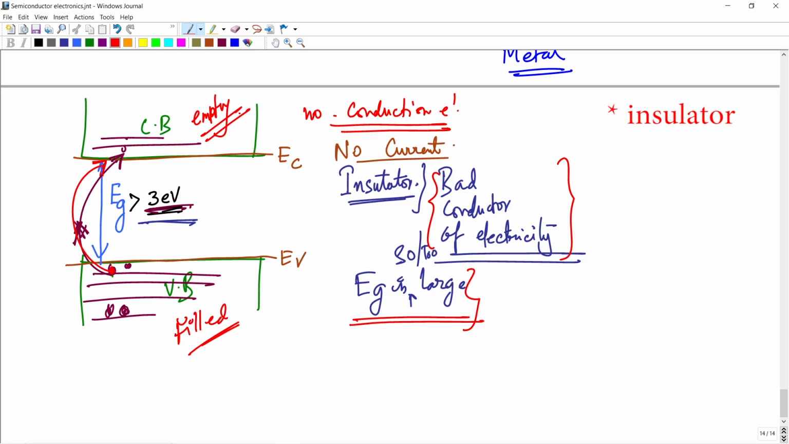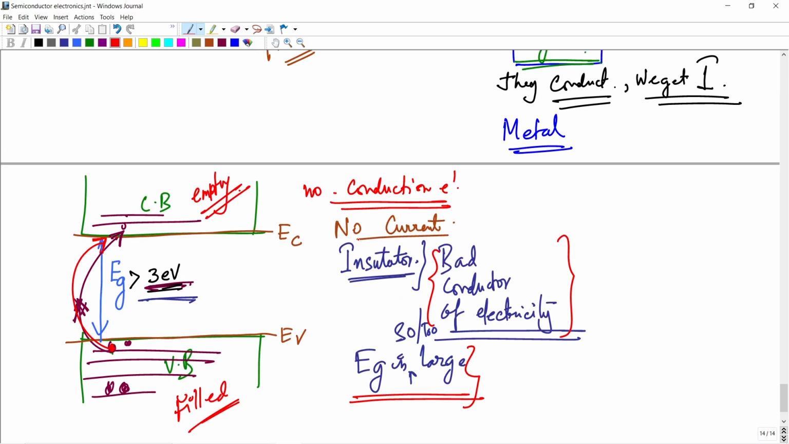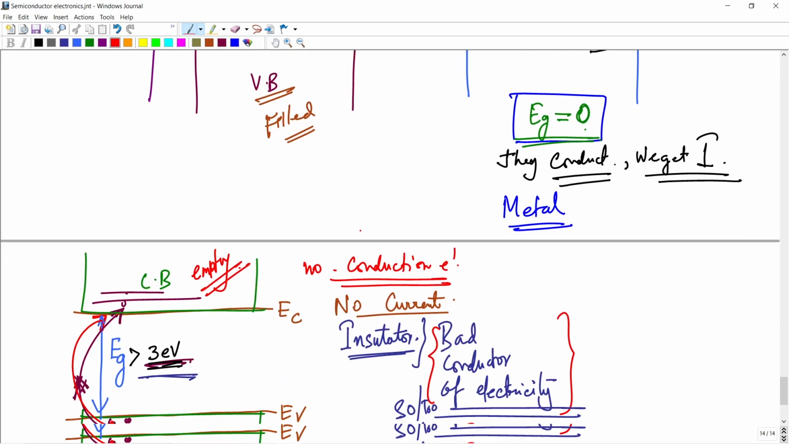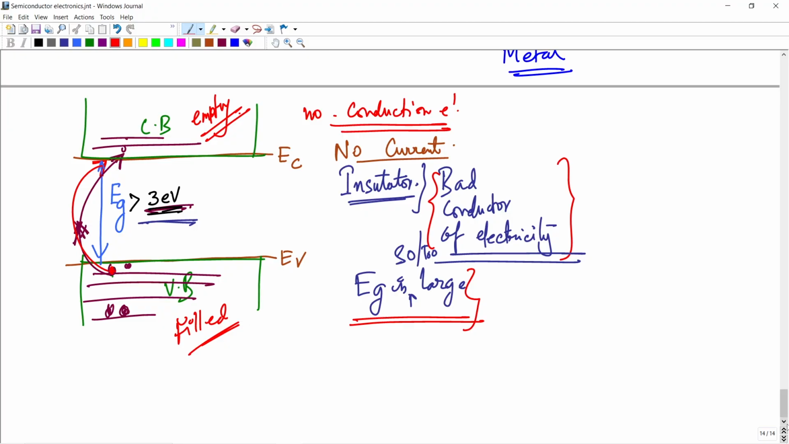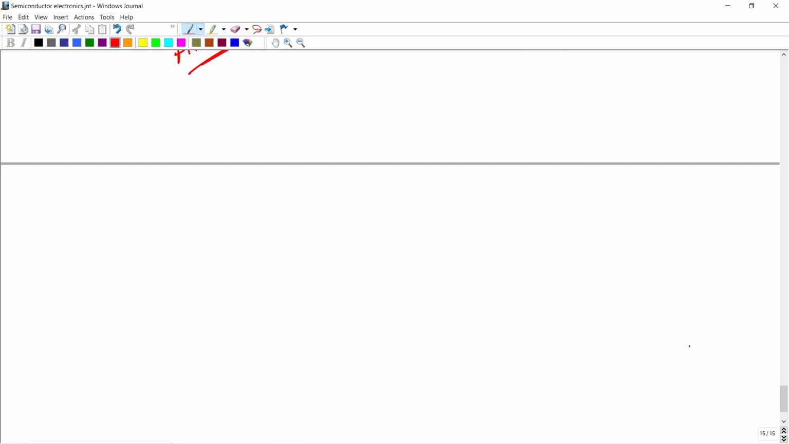Okay, but in between insulator and metal we get a semiconductor. That's our discussion next, the band diagram of a semiconductor.